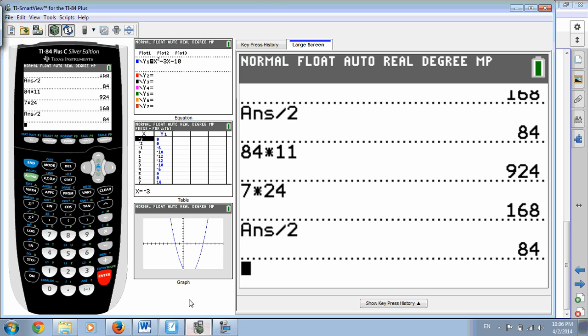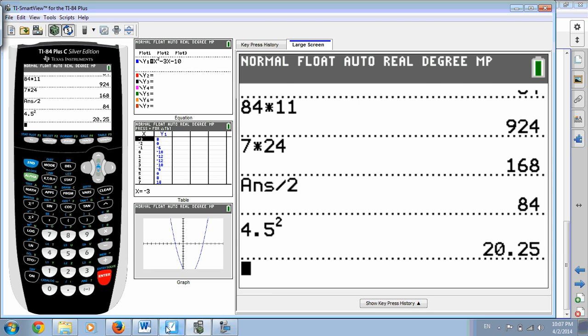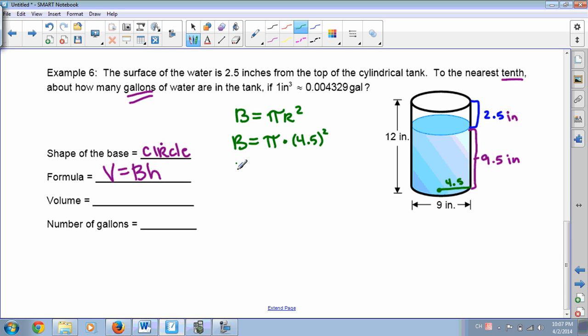So we need to figure out what 4.5 squared is. 4.5 squared is 20.25. So 20.25 pi is our area of the base. Now I'm not going to round it yet. I'm only going to round when I get to the very end. So let's just keep it in terms of pi for now. Okay, so I have the area of the base, so I need to continue on to actually find the volume.